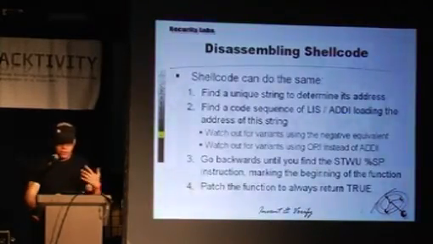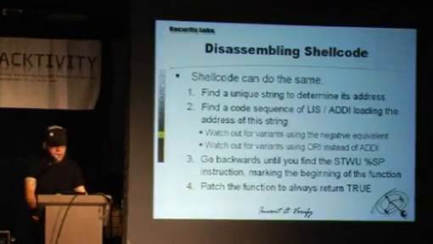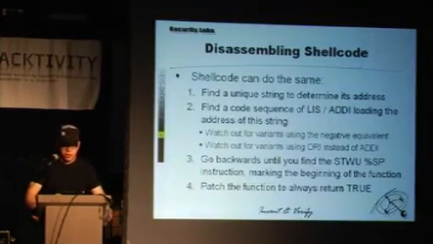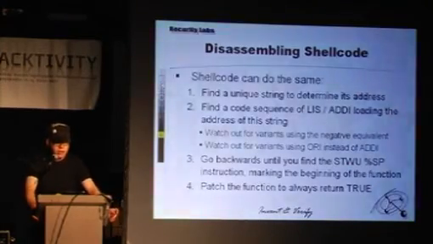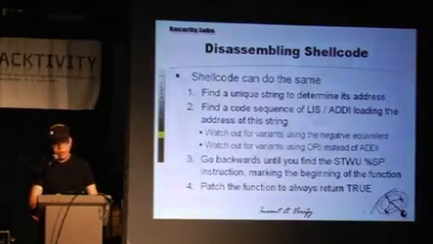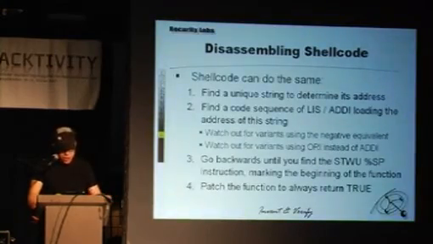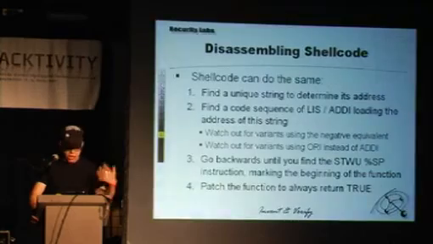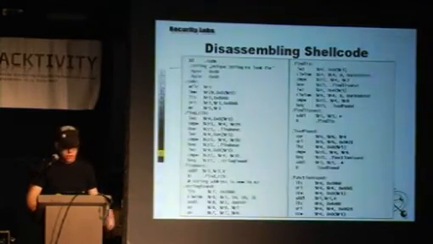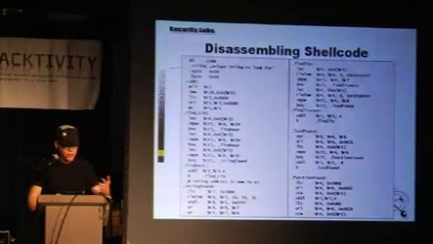So shellcode can actually do the same, and that's a very effective way of doing it. You find a unique string that is only present in the one function you want to patch. You find the code sequence that references that string. In PowerPC, that will be an LIS and add. And then you go backwards up in memory to find the beginning of the function and patch that function to always return true. This is all the shellcode. So as you see, it is not much code to do all that. So it certainly fits into a ping packet.